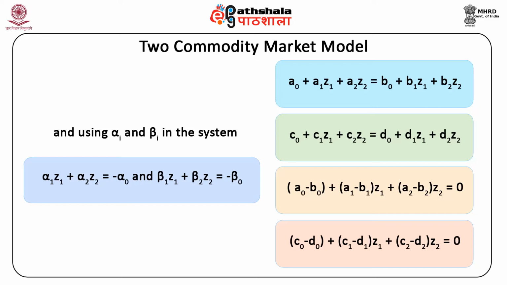However, we need to associate some conditions and restrictions on ai, bi, ci and di, and eventually on alpha 1 and beta 1, to ensure the positivity of the price values Z1 and Z2.